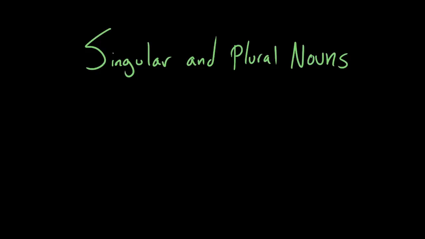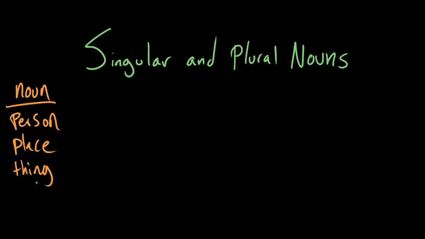Now, nouns, as we discussed previously, are a type of word. They are a part of speech, and a noun is any word that is a person, a place, a thing, or an idea. And in English, we can figure out just by looking at a noun whether or not there is one of something, whether it's singular, or whether there is more than one of something.